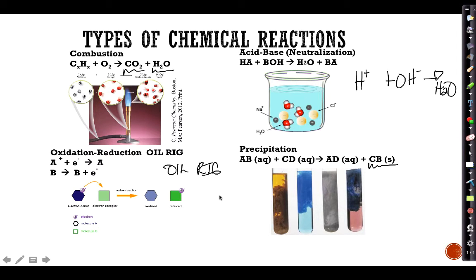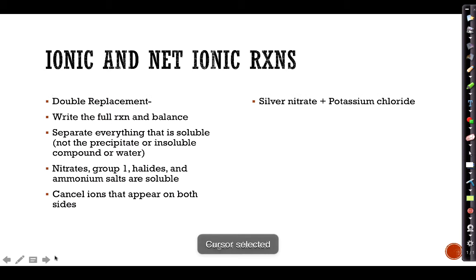So in a precipitation reaction, you're going to put two solutions together, and then you're going to make a solid compound. And usually that solid compound will be filtered out, dried, and then weighed. All right, so you might be asked to write out a net ionic reaction. So if I have a double replacement reaction, what I would do is write out the full reaction and balance it.